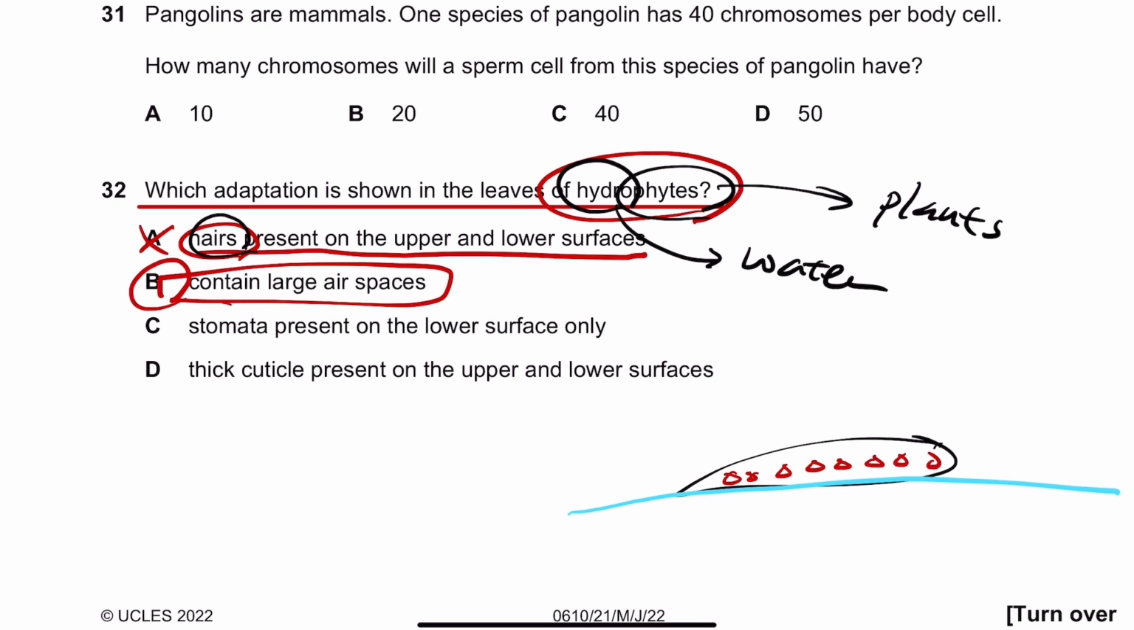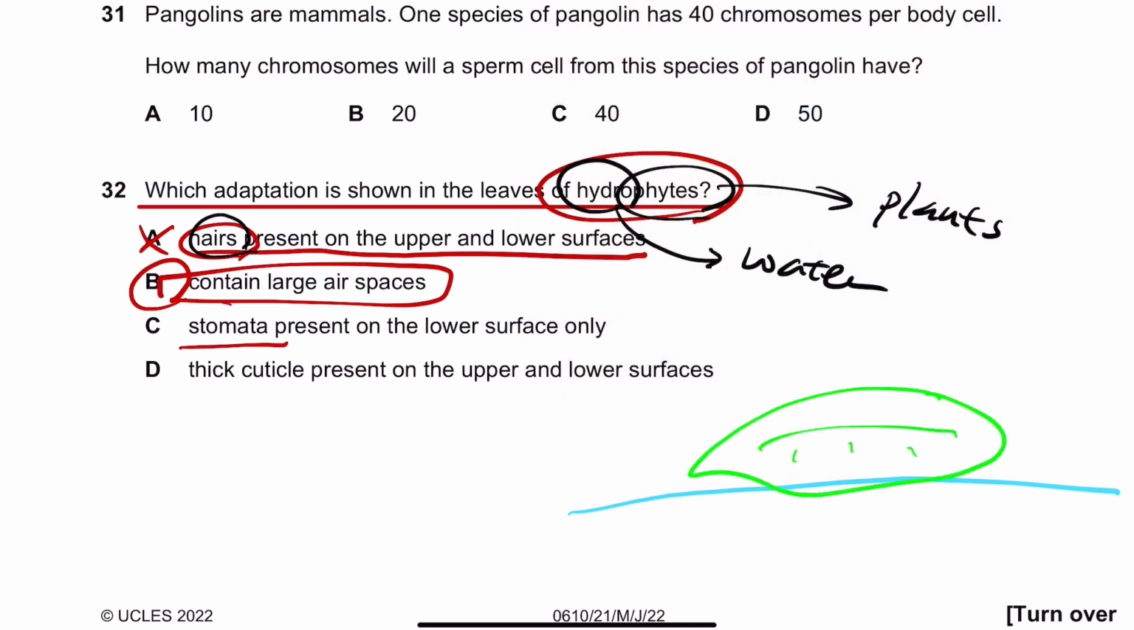C, now the stomata are usually present on the upper surface. The stomata, the holes or pores, are present on the surface so that they can do gas exchange much better. If the air spaces are at the bottom, they'll be blocked by the water surface. So C is not the answer.